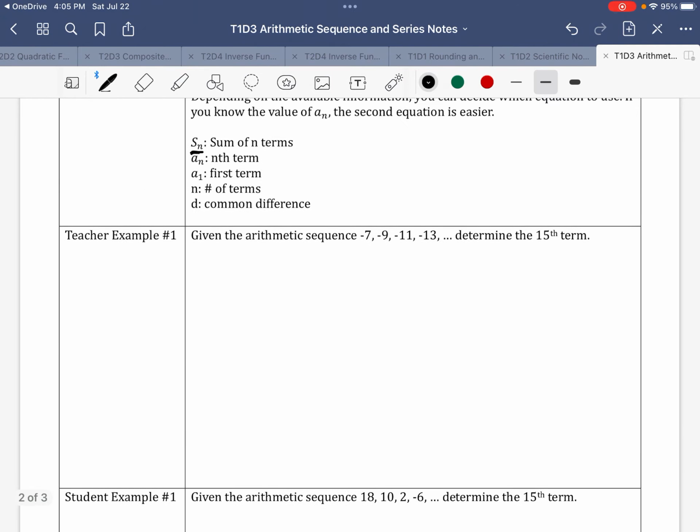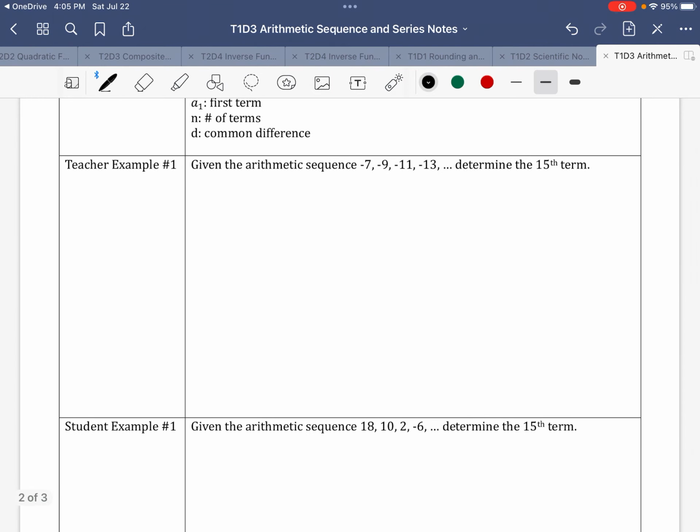So let's start at teacher example number 1. Given this arithmetic sequence, determine the 15th term. So we're looking for the 15th term. If we just kept going on until you got to the 15th term, what would that number be? We're going to be looking at the first type of equations, which is going to be your a sub n equals a sub 1 plus n minus 1 times d.